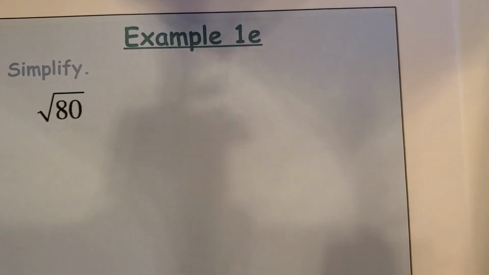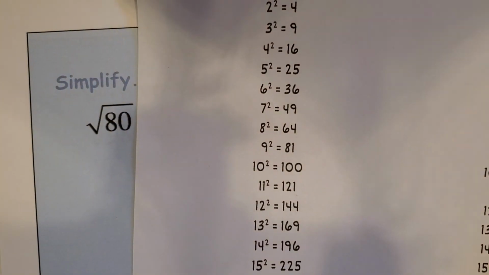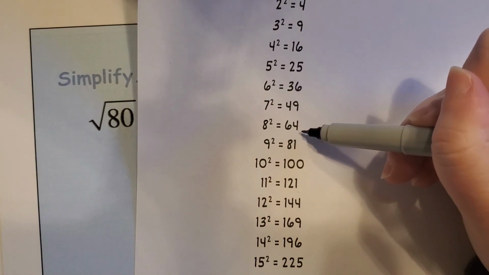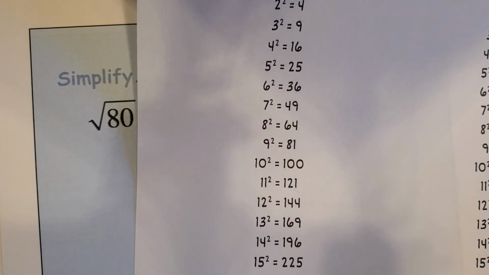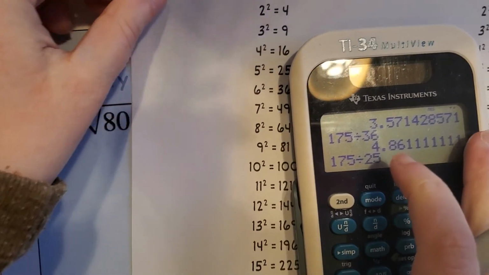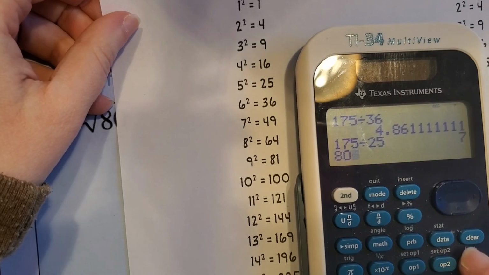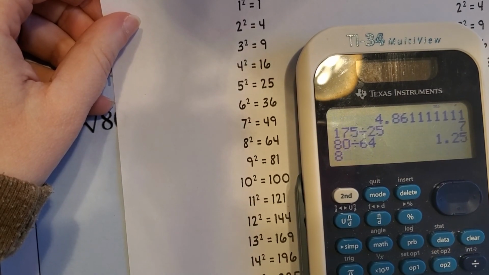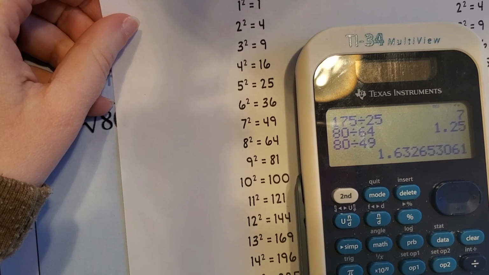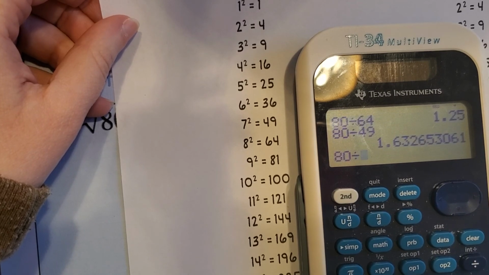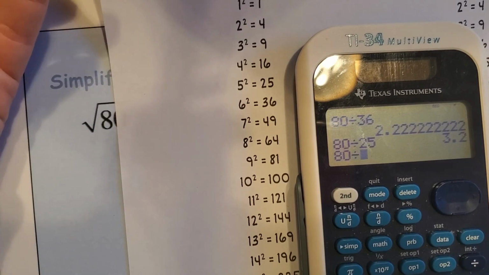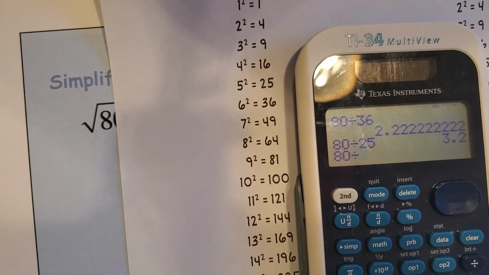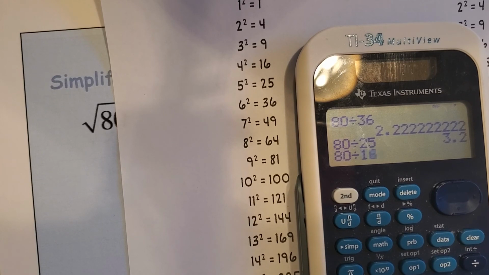Different area this time. 80 would fall in between 64 and 81. So the biggest perfect square that's smaller than 80 is 64. So we'll start there. And like I knew 80 wasn't going to be divisible by 25, but if you know these things, you don't need to go in and check them. But if you don't, you can just keep plugging and chugging.